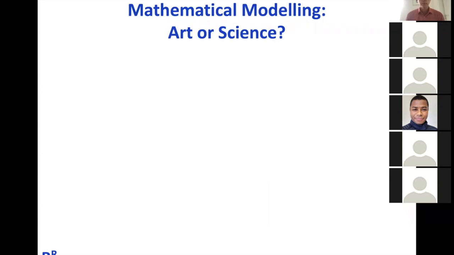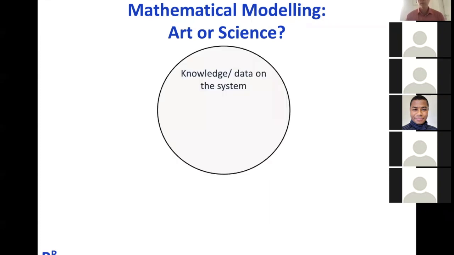Sometimes mathematical modeling is regarded as either an art or a science. I think it's a combination of both. Let's have a look. Knowledge, what do we need? We need knowledge or data on the system. We need to understand as well as possible our society, how it works.